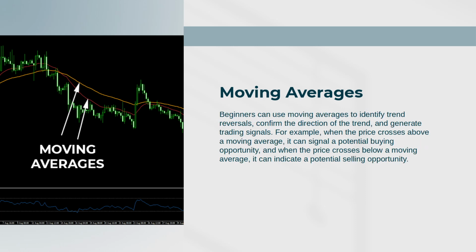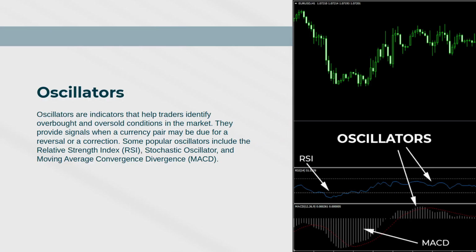Beginners can use moving averages to identify trend reversals, confirm the direction of the trend, and generate trading signals. For example, when the price crosses above a moving average, it can signal a potential buying opportunity, and when the price crosses below a moving average, it can indicate a potential selling opportunity.